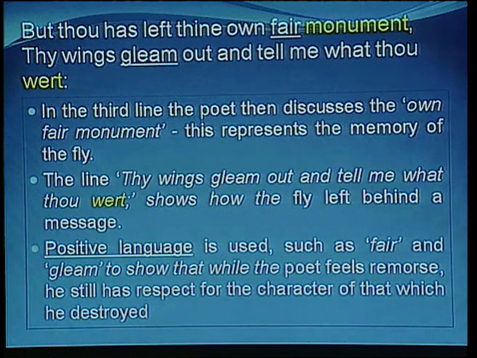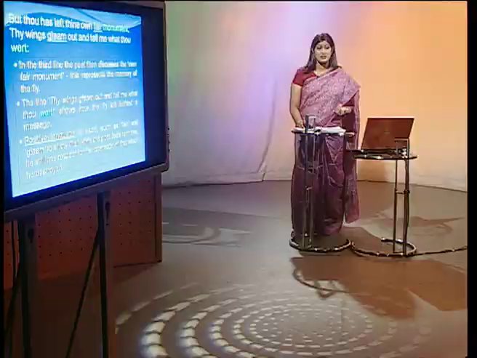The third line of the poem tells us that the poet then discusses the fair monument. What is meant by monument? A monument is usually a building, isn't it? But here a monument is nothing more than the body of that fly that has passed away. The fly is gone, but what is left is the corpse of that fly that becomes a monument.